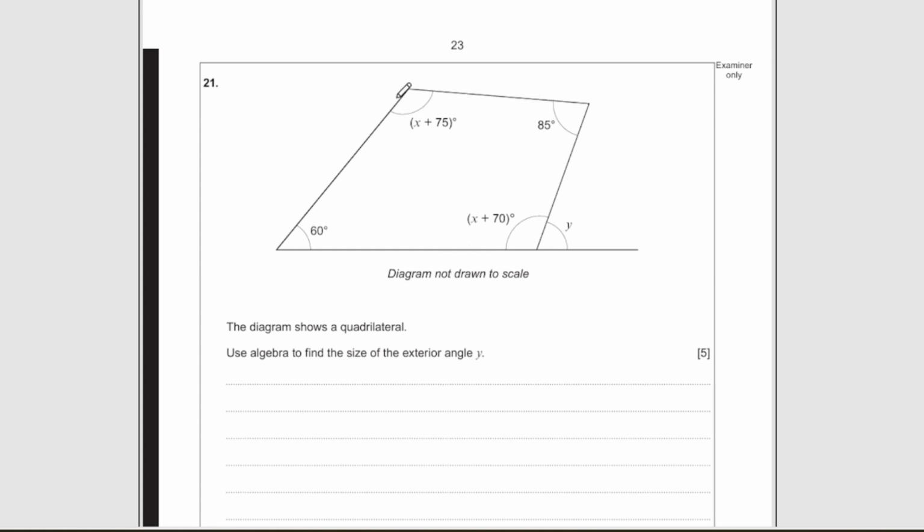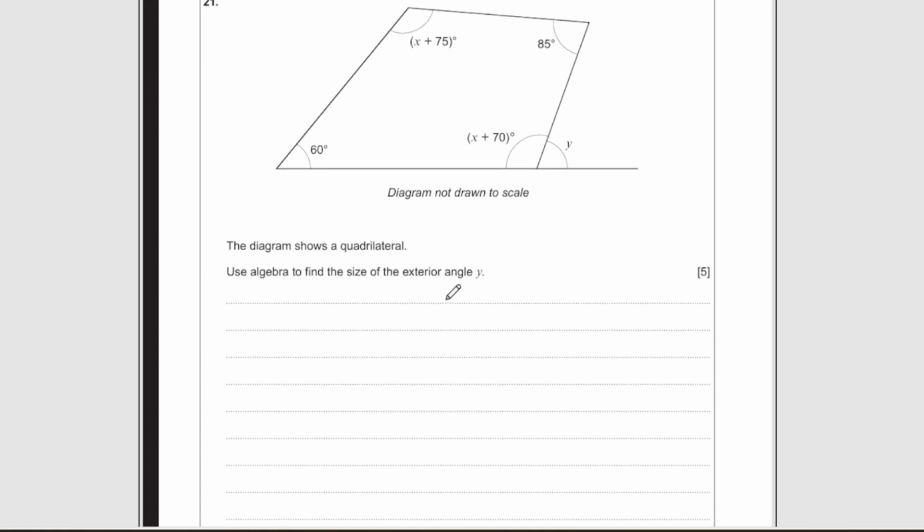We have a quadrilateral. Angles in a quadrilateral add up to 360 degrees. So interior angles equals 360 degrees. Let's just add these up. Normally you just add them up and make sure they add up to 360. However, this time we've got algebra. That means we add them up the same way, it's just we'll have letters instead of all numbers.